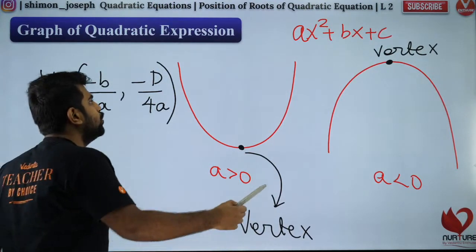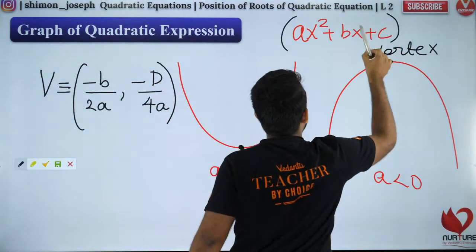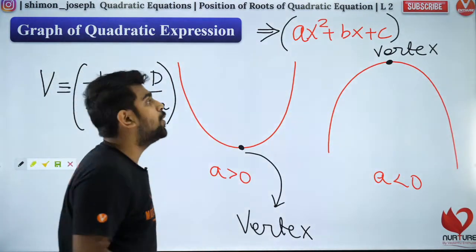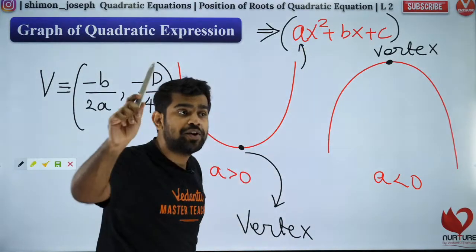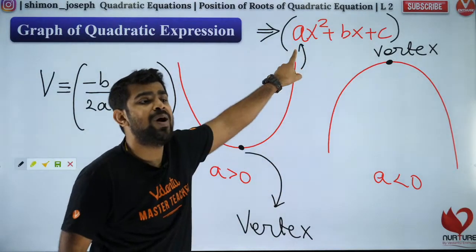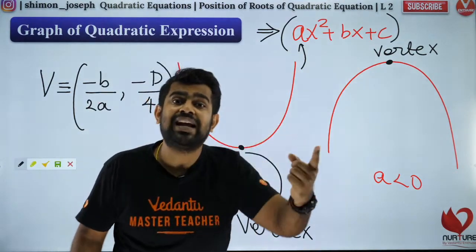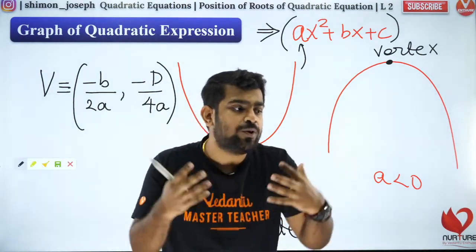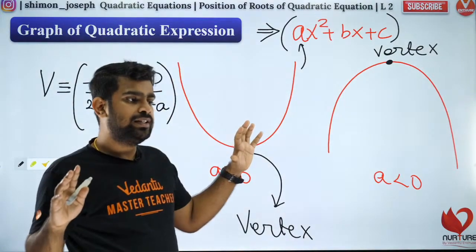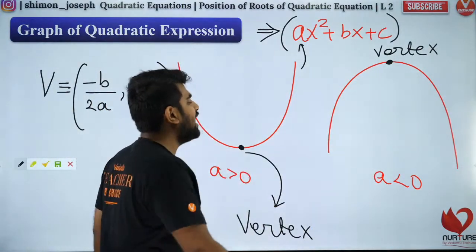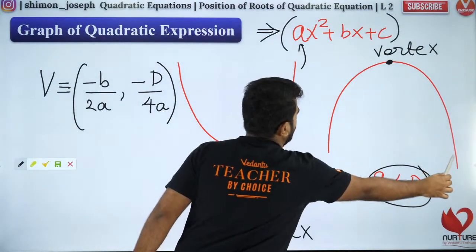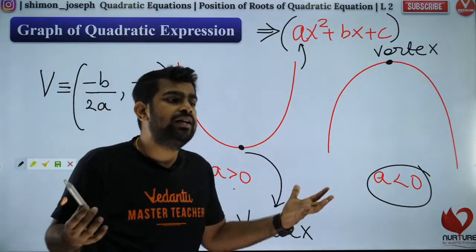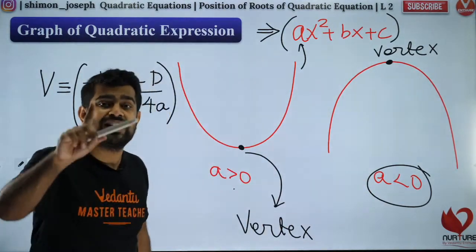So whenever somebody gives you a quadratic expression which I want you to plot, what will you do? Step 1 is check the value of A. That will tell you whether it is an upward opening parabola or a downward opening parabola. If A is negative, it will be a downward opening parabola. If A is positive, it will be an upward opening parabola. So that's the first step.